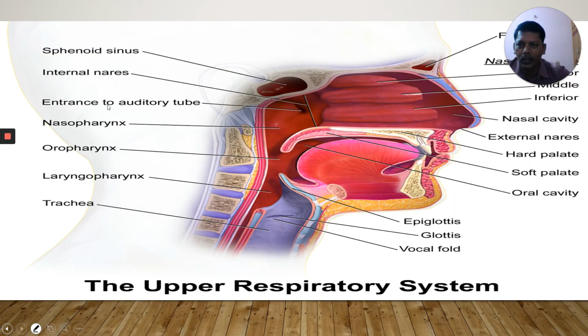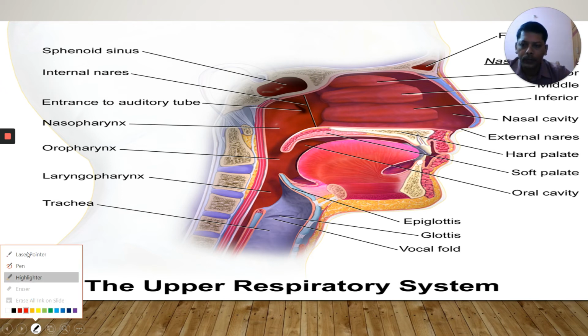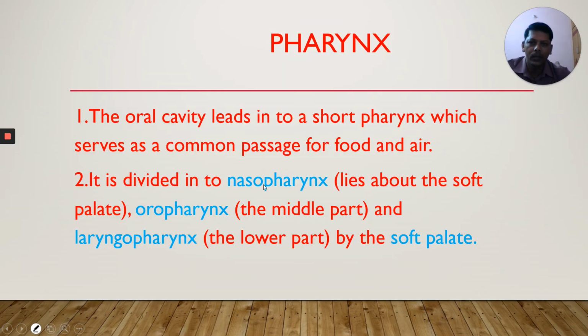Observe here. This is the nasopharynx, the upper part. This is the oropharynx, the middle part. And this is the laryngopharynx, the lower part. Pharynx is divided into three parts. What are they? Nasopharynx, oropharynx, laryngopharynx.